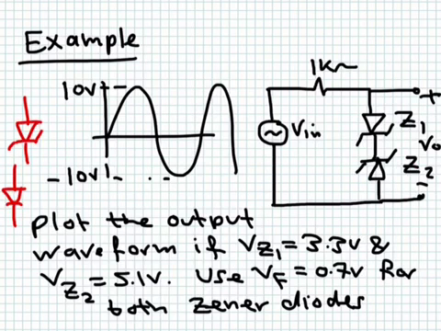Okay, but it still allows current to go in the forward direction, so current can flow here in the forward direction, and it can allow current to go in the breakdown region once the breakdown voltage is reached, once the zener voltage is reached. Okay, so you have to pay attention to that.